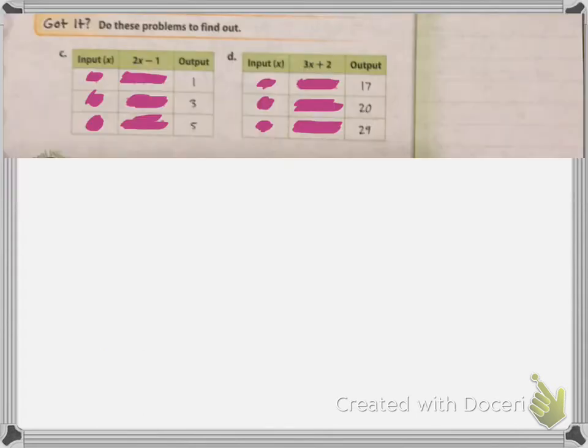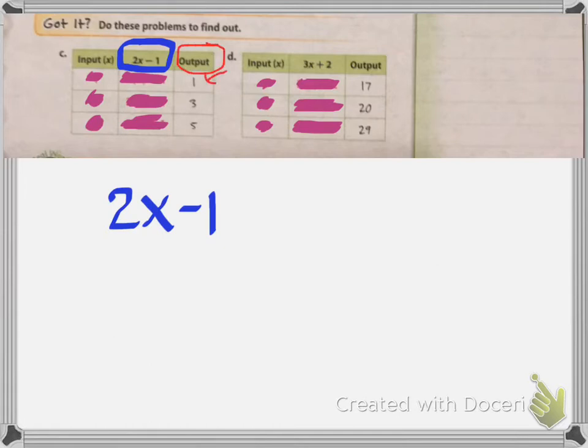All right, so now you want to go ahead and pause the video so that you can try C and D on your own. All right, welcome back. Let's go ahead and take a look at C and D. All right, so the first thing I'm going to identify here is my function rule, which is 2x minus 1. So I'm going to go ahead and write 2x minus 1 because I know that goes on the left-hand side. Then the next thing I need to identify here is going to be my output, which is going to go on the right-hand side of the equal sign. So that's my output here. So for this first one, it's going to be 1. So 2x minus 1 equals 1.